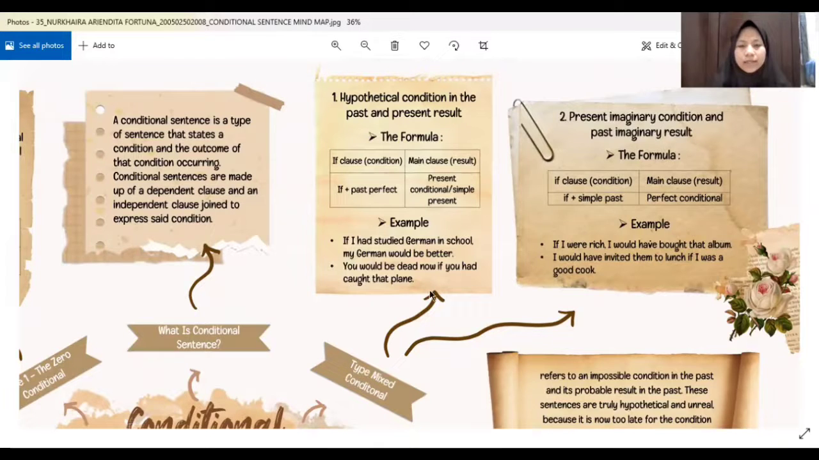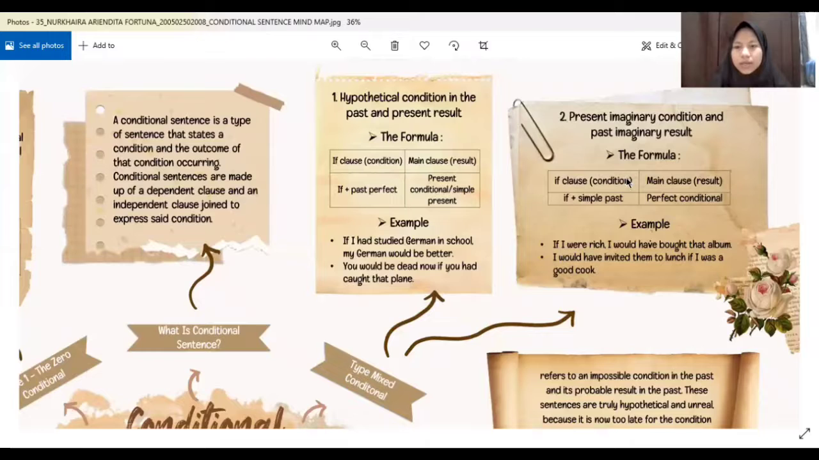And the second example is you would be dead now if you had caught that plane. So here the result is in the front of the sentence, which uses the present conditional. By seeing this word now, it means that it is now. It is the present conditional, and this is the if clause. We can see they use had in the sentence. And let's see the second type of the mixed conditional.